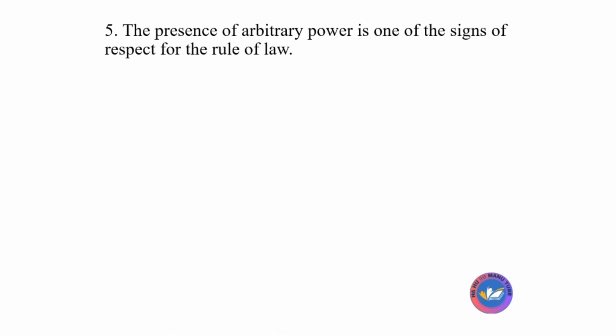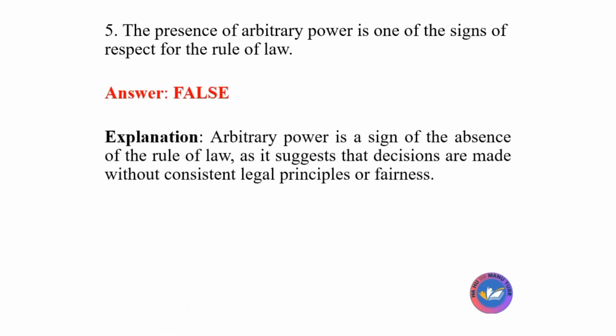Question number 5. The presence of arbitrary power is one of the signs of respect for the rule of law. The answer is false, because arbitrary power is a sign of the absence of the rule of law, as it suggests that decisions are made without consistent legal principles or fairness.